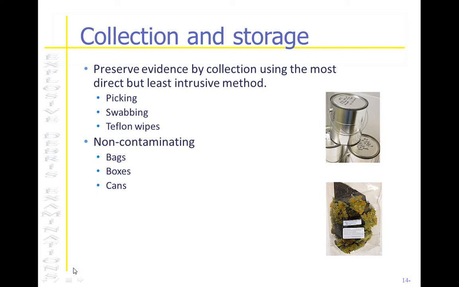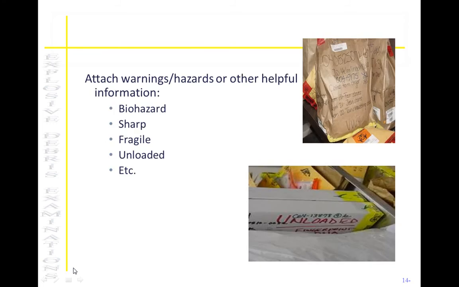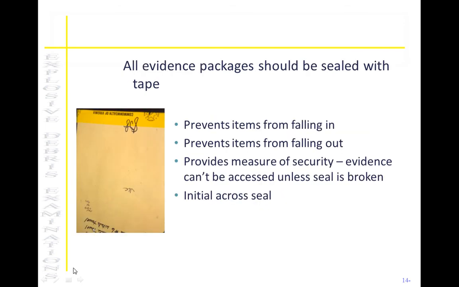You want to always put your evidence in non-contaminating containers. In most instances, bags are used, sometimes boxes, and also cans. Remember to always label that container appropriately, including the addition of any warnings or hazards that might be necessary. And then once again, remember to seal that package with tape to provide that security measure and also a way of identifying it once you put your initials across that seal.